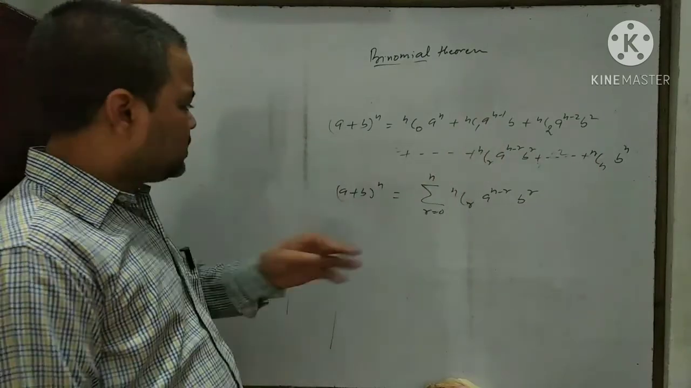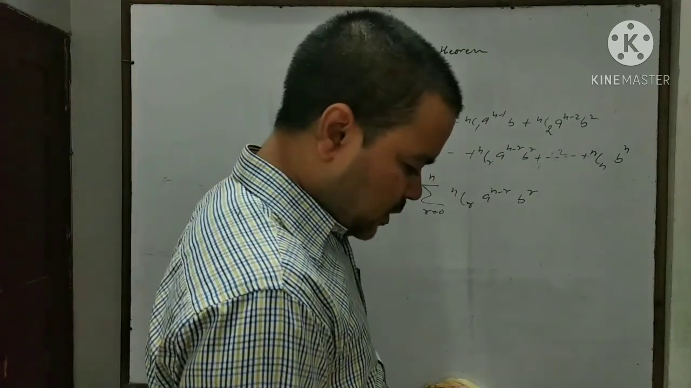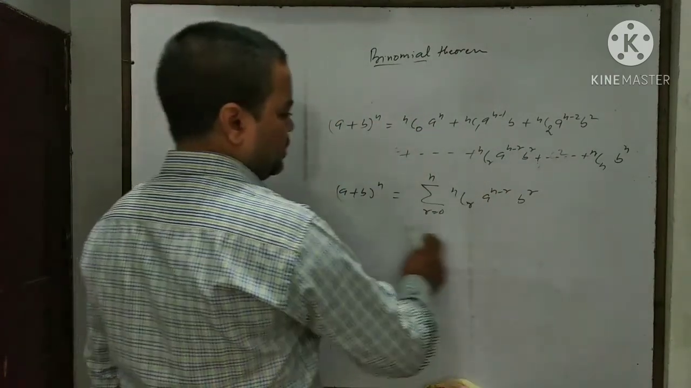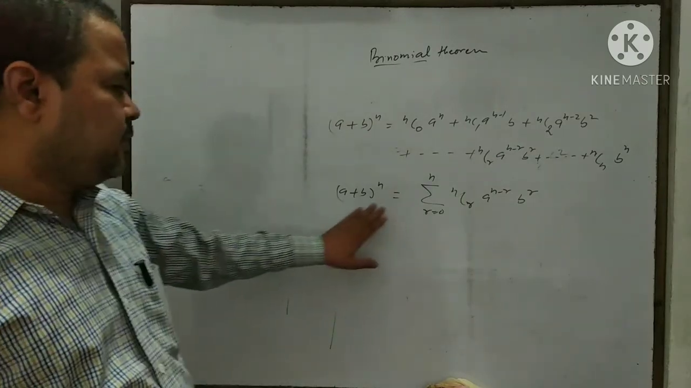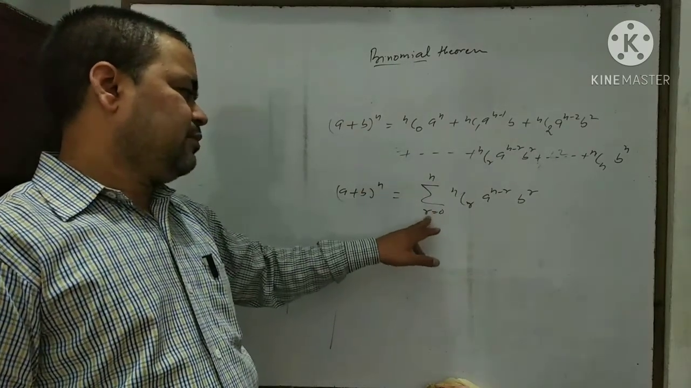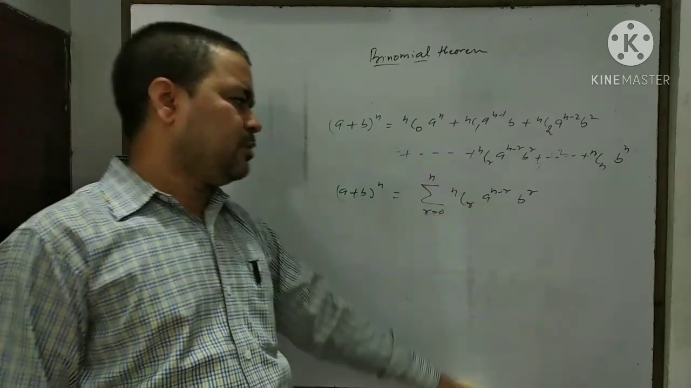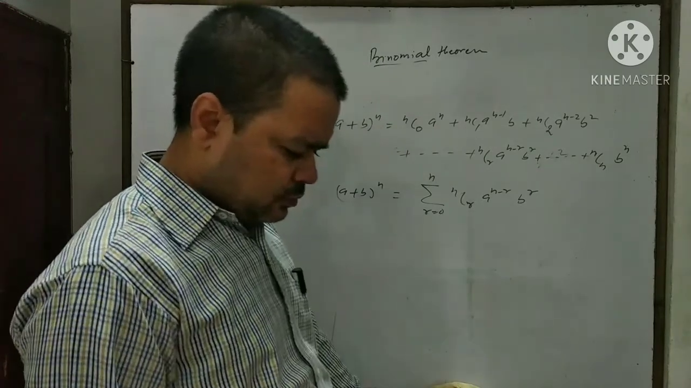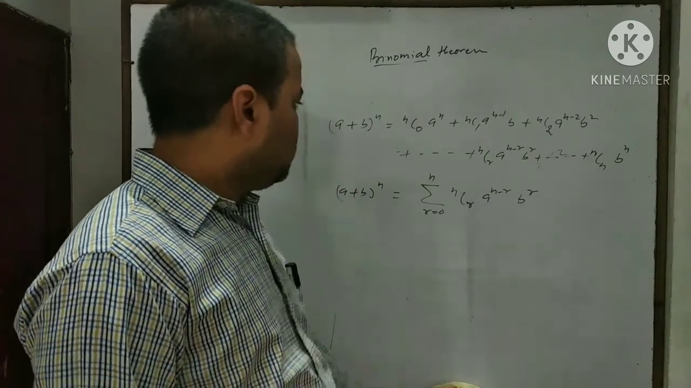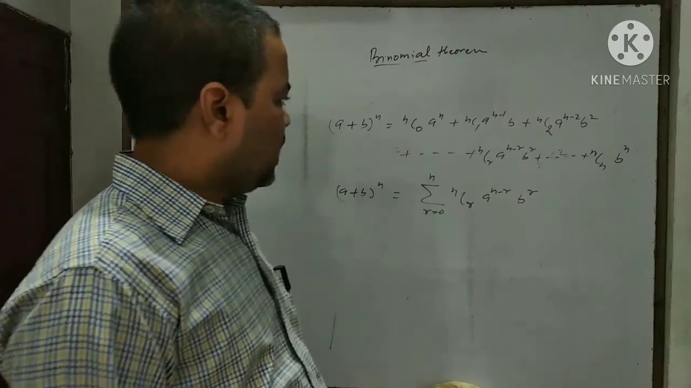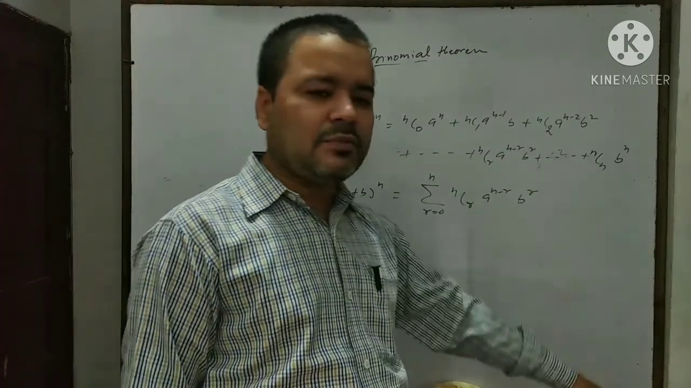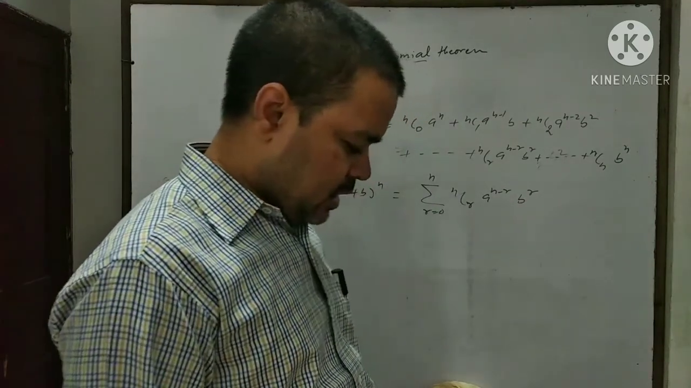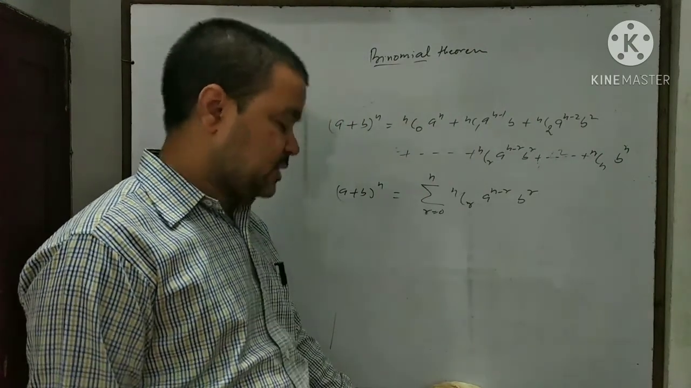So here this is the general binomial term. We can write it this way: (a + b) raised to the power n is equal to the sum from r = 0 to n of nCr a^(n-r) b^r. Now I already told you nC0, nC1, nC2, nCr, and similarly up to nCn, they are called the coefficients of the binomial expansion, or we can say binomial coefficients.